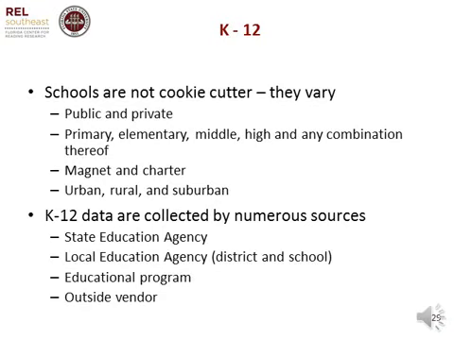K through 12 is typically the main foundation for an SLDS. Most of the students will come from K through 12, as will most of the data elements. It is important to remember that the data can vary quite a lot. Schools can be public or private, they can be magnets or charter schools, and there can be multiple grade configurations. But most K through 12 systems can provide descriptive details about the nature of each school.